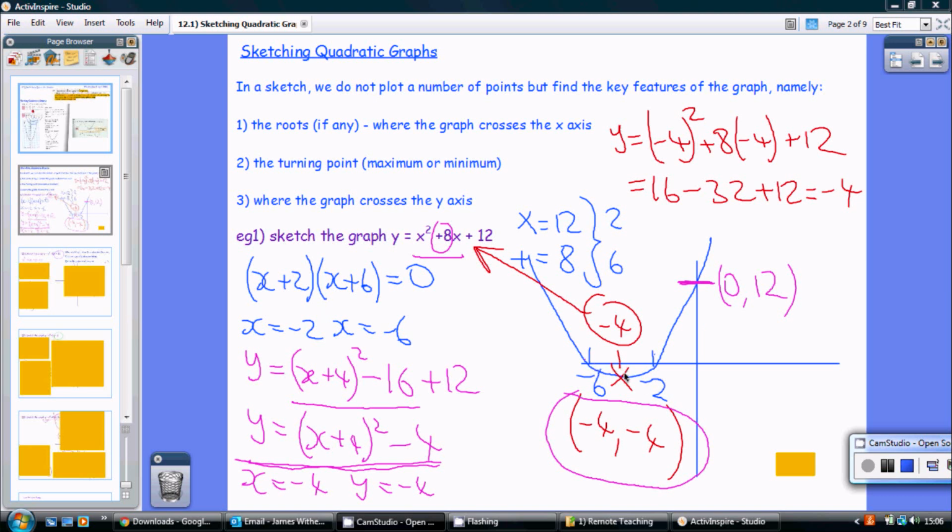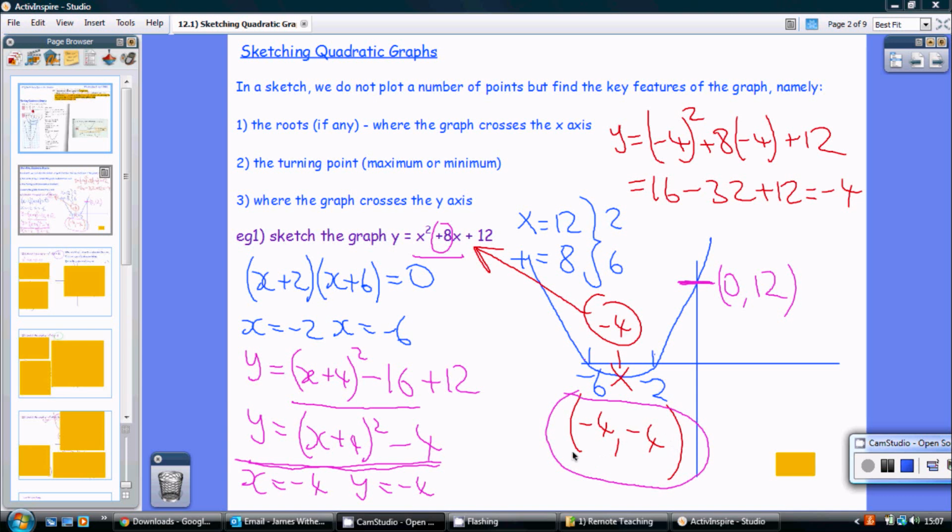Now, for the minimum point, because the graph is symmetrical, we don't actually need to do anything other than rely on the symmetry. So one strategy is just to say, okay, it cuts the x-axis at minus 2 and minus 6. So the minimum point must be halfway between these two, which is minus 4. And then we could just substitute minus 4 back into the curve itself to work out what the y-coordinate was, and we would indeed get minus 4, minus 4.